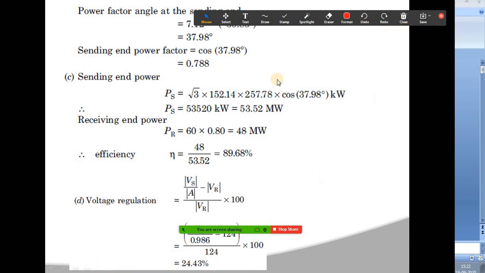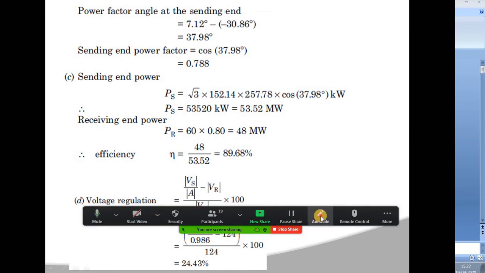Now you got the values of Vs, Is as well as power factor. Then you can calculate the sending end power. Ps is equal to root 3 Vs Is cos phi s. Okay, so that sending end power is 53.52 megawatts. So you got the sending end power.